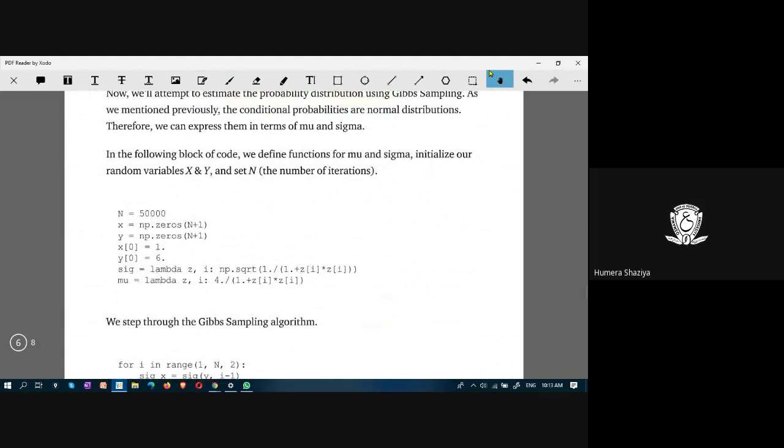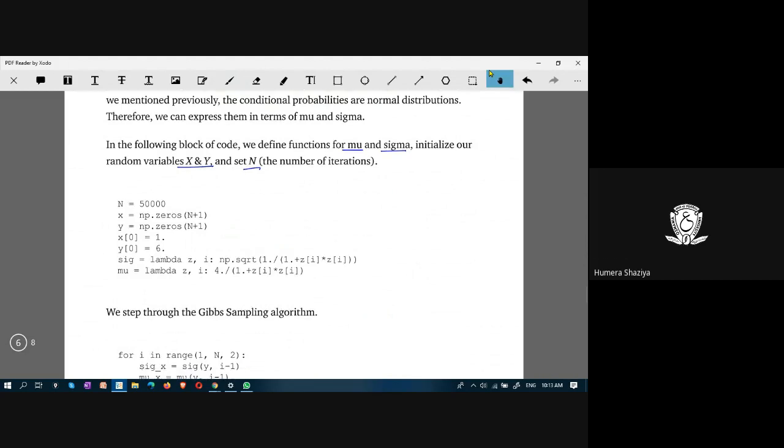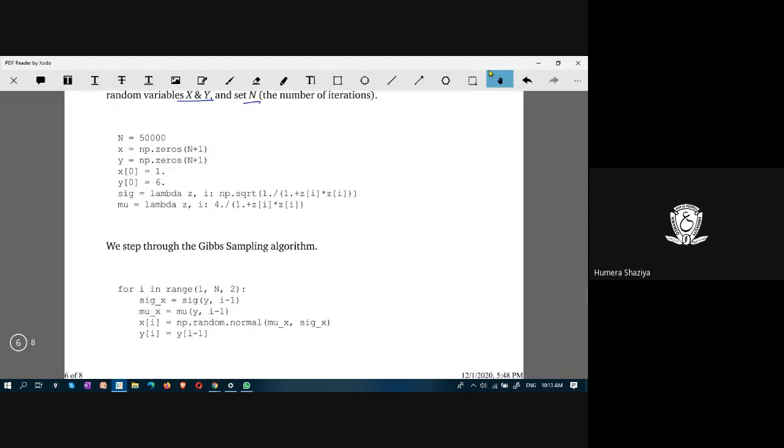Here, for mu and sigma, random variables x and y are initialized, and n, the total number of iterations, is set, and n is 50,000. X is initialized to all zeros. NP is NumPy. We are importing NumPy as np, so calling that function zeros, and then x 0, first value, 1 point, means these are floating values. This is 6 point. Some values you are initializing.